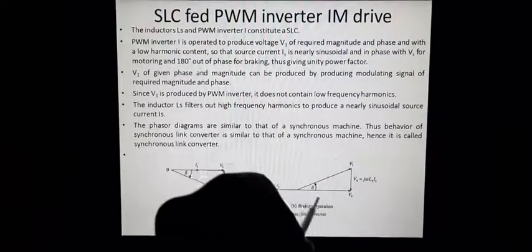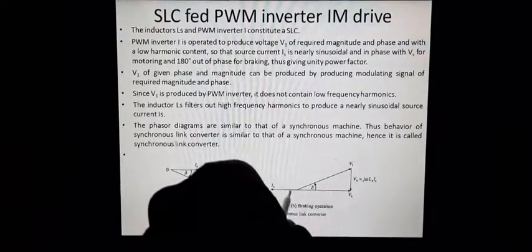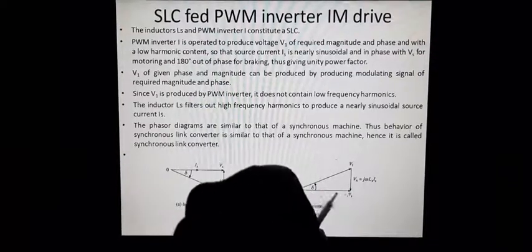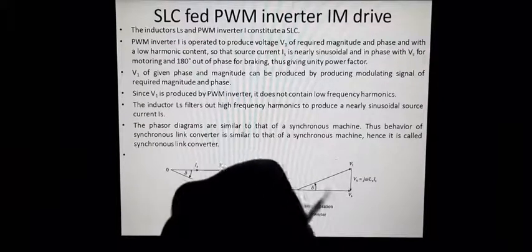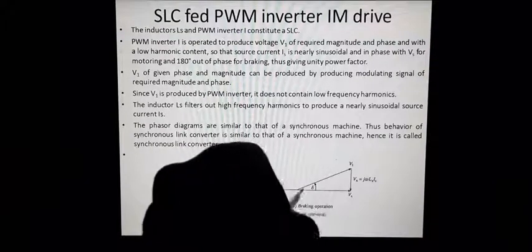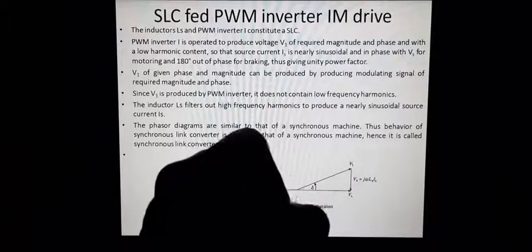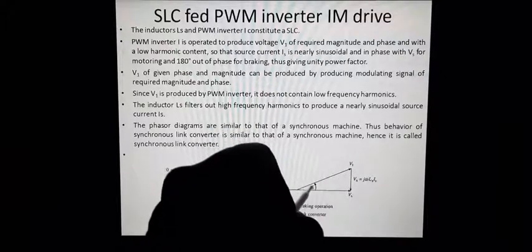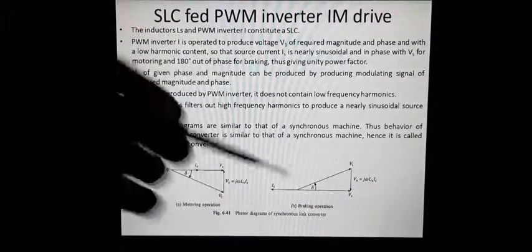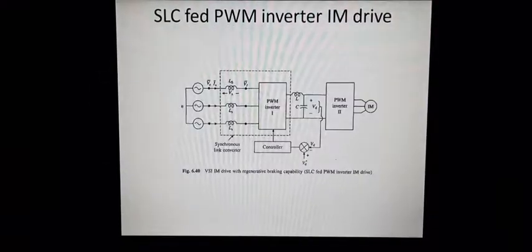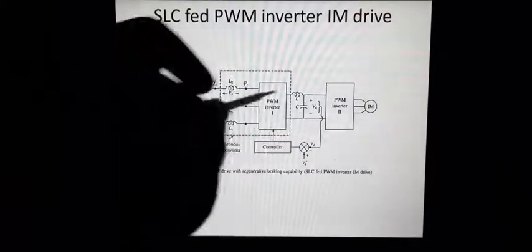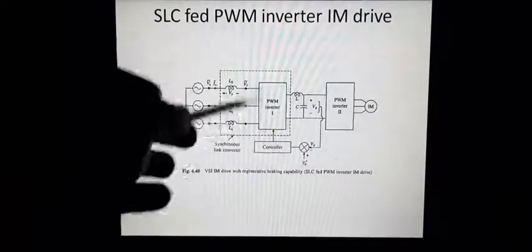In the case of braking operation, definitely the Is will be having a 180 degree phase shift with that of Vs. So Is will be in this direction. So V1 is like this. Only if the value of V1 is in this magnitude and the phase of V1 is del with that of Vs, or if you are taking Vs as the reference, then only you will be able to get the operation of the system at unity power factor. So this controller arrangement is there to ensure that; I will be explaining that in the next slide.